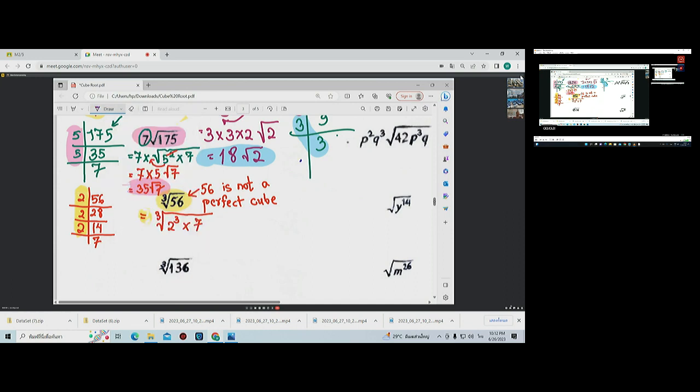So now this cube can be cancelled with the cube root and 2 will come out. So we have 2 outside, times. Now 7 cannot come out because it doesn't have a cube. So cube root of 7 remains. Understand? So your answer is 2 times cube root of 7.